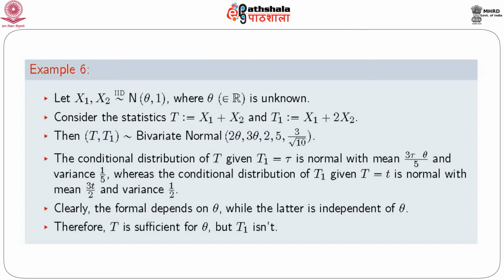That means when T1 is known, there will be some information about theta left in the distribution, and therefore T1 is not sufficient for theta. On the other hand, if T is known, there will be no information about theta left in the distribution, and therefore T is sufficient for theta, but T1 is not.